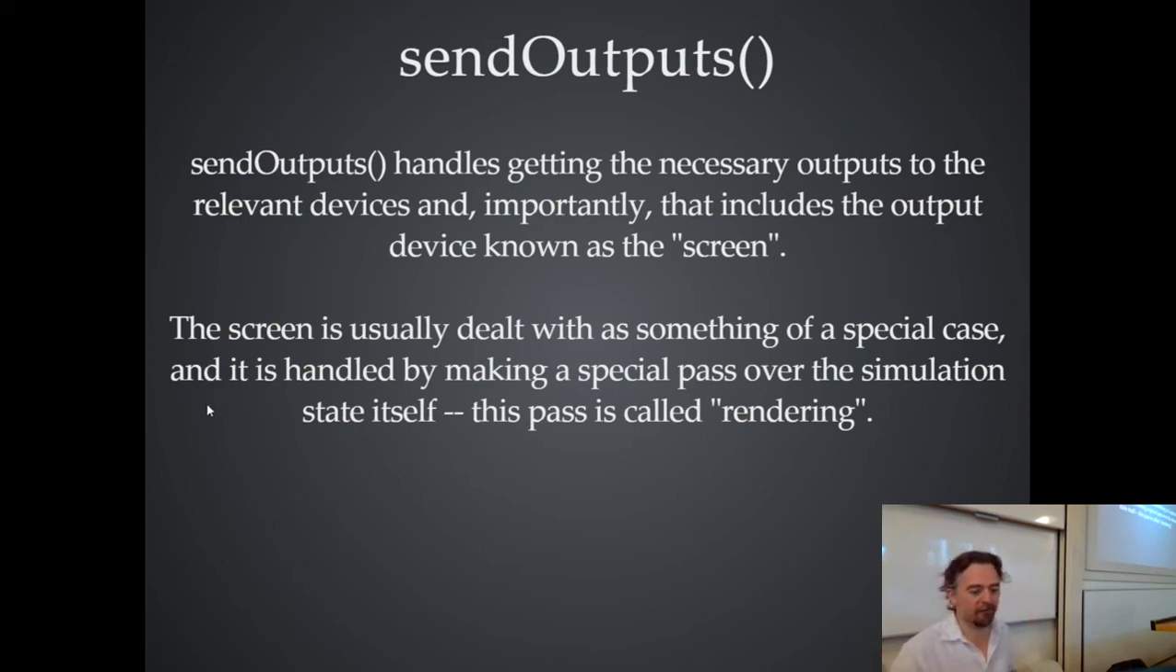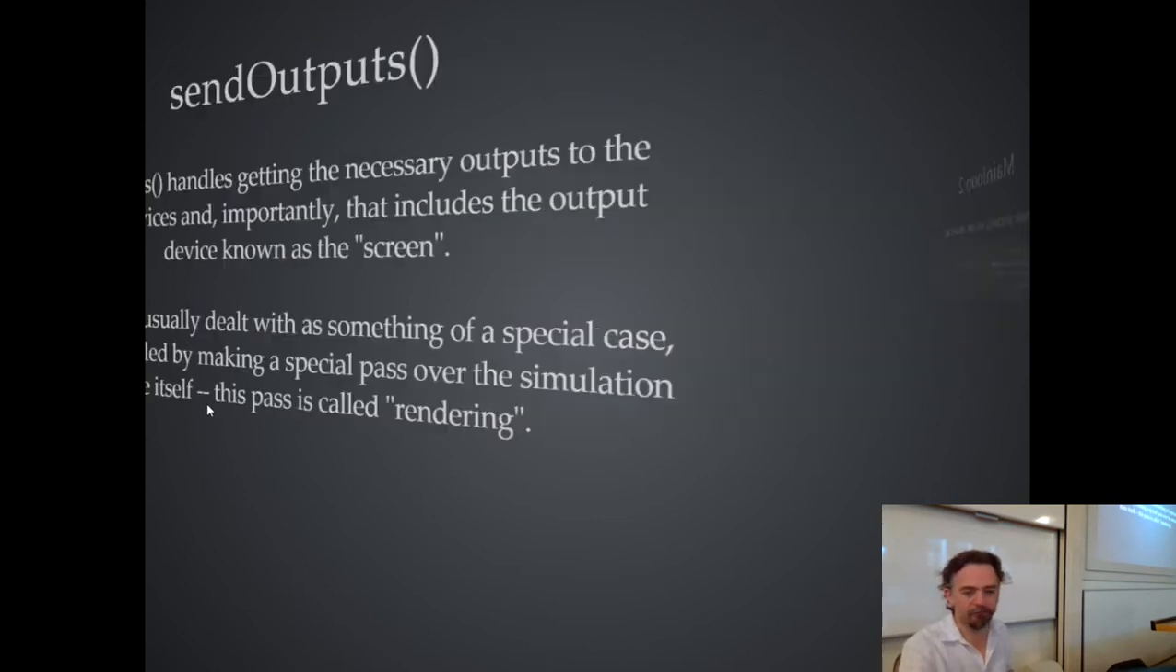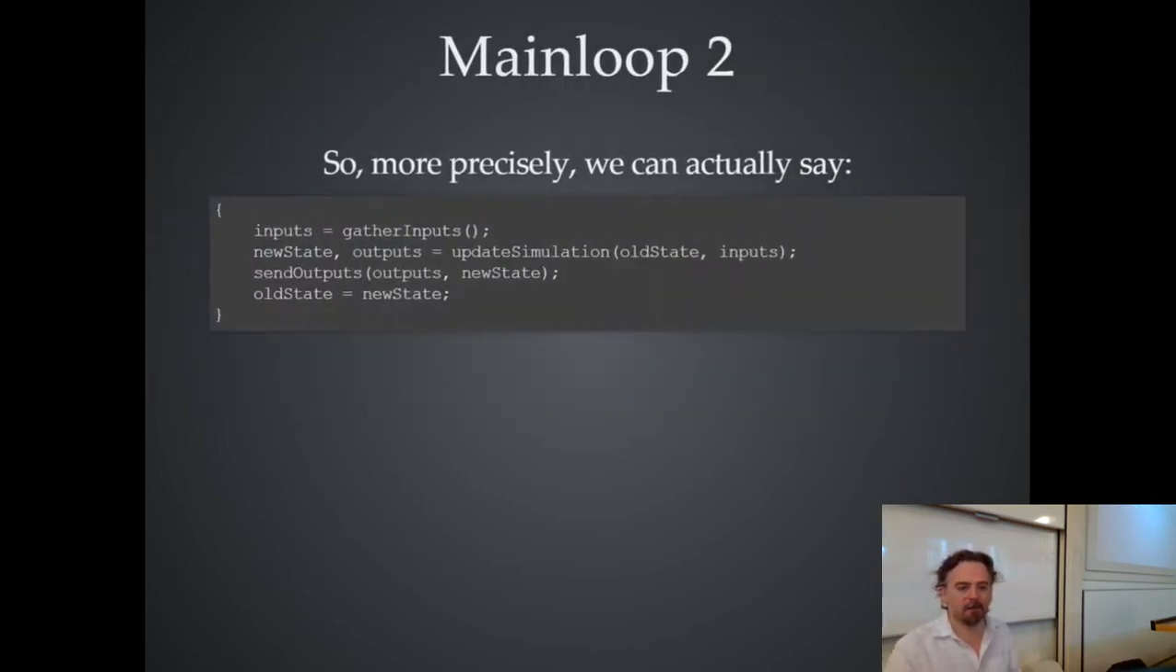And that's rendering. Rendering is just the visual output state. So there's another way of thinking about this, where I'm just showing the flow of data a little bit more explicitly. So you gather inputs, and it returns a bunch of inputs. Those inputs go into the update simulation loop, as does the old state of the simulation, because it needs to know where it started from. So its starting state plus the inputs will generate the new state and the outputs, whatever they are.